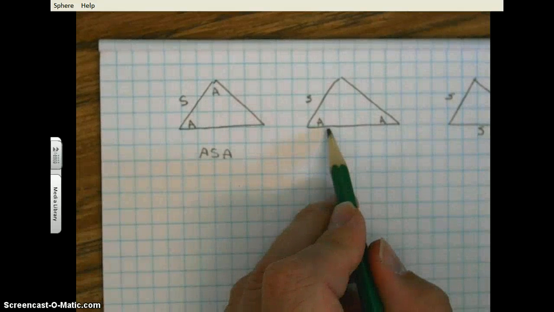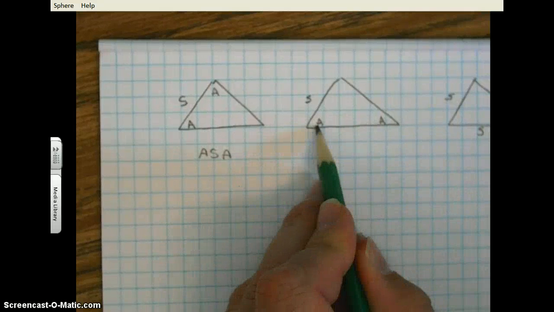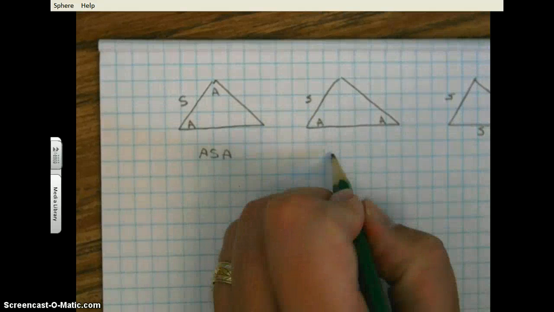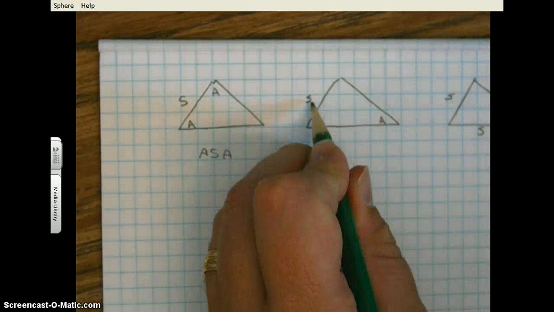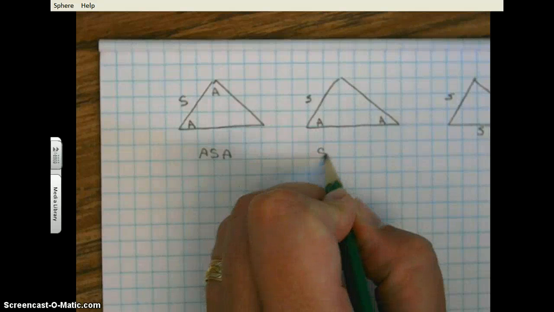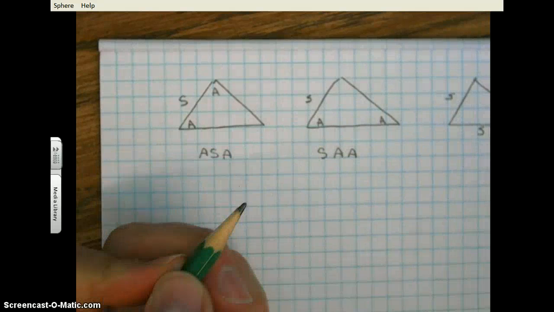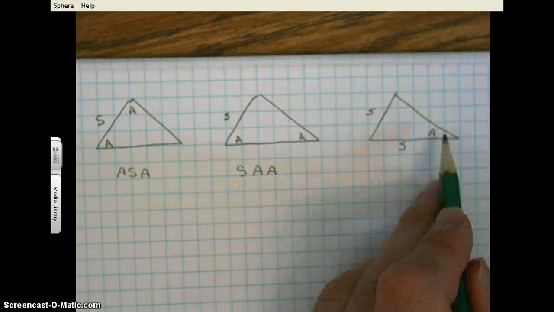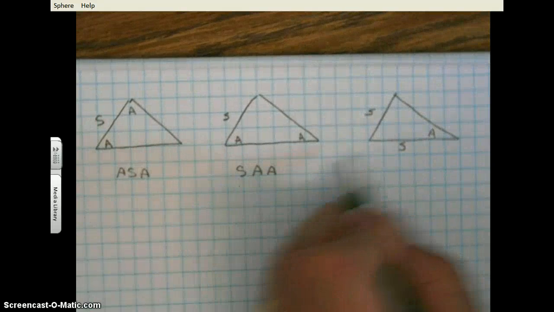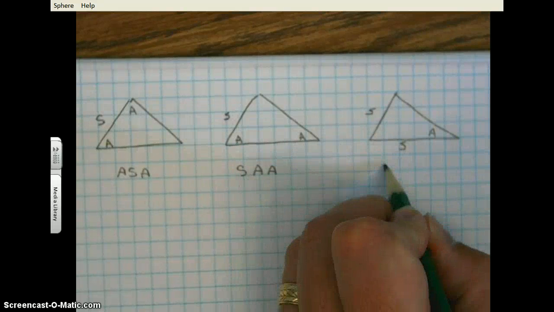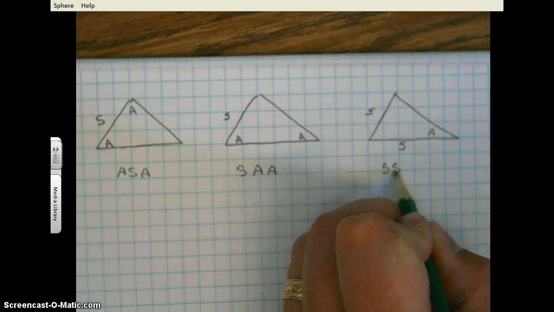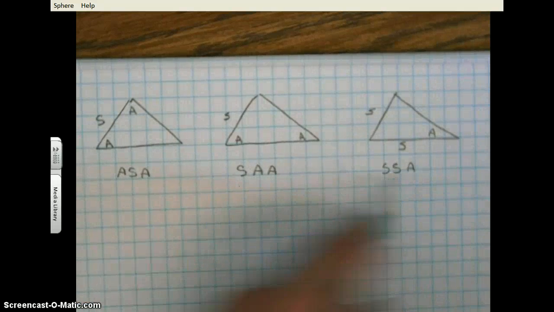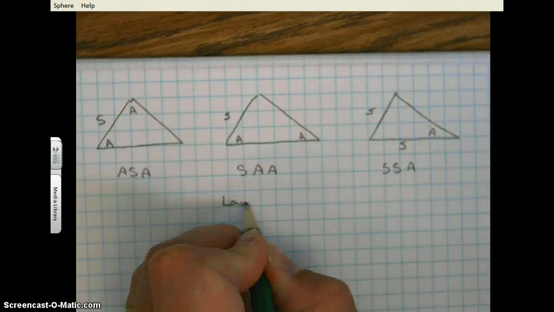The second type will know two consecutive angles and a side. That will be known as, if I read it this way, side, angle, angle. And then finally, two consecutive sides and an angle. Consecutive. So we have side, side, angle. When we have these three types of problems, we use the law of sines.